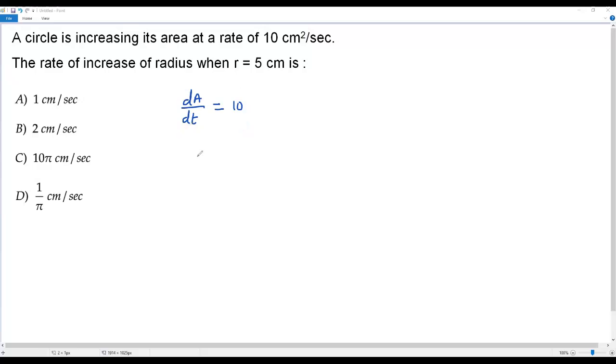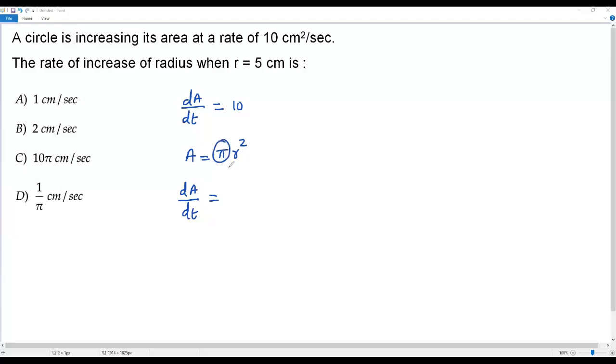Now let me write the formula for area of a circle. That is A equals pi r square. Here A is area and r is radius. Since we have dA over dt here, I'm going to find the derivative on both sides of this equation with respect to t. When I find the derivative of A with respect to t, I get dA over dt. Now let's find the derivative of the right side with respect to t.